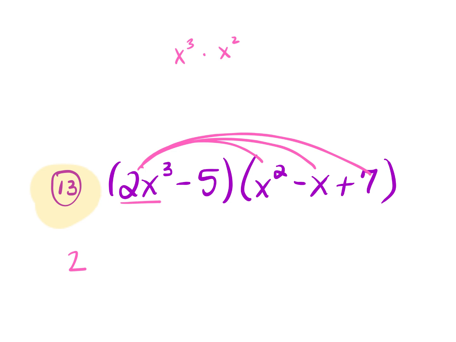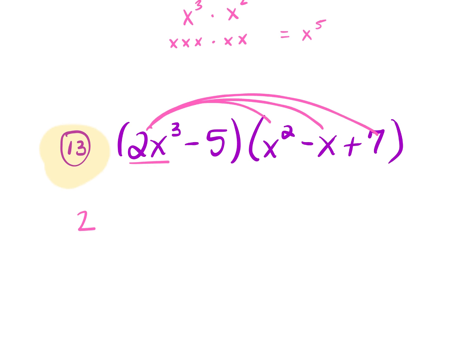But wouldn't the exponent combine to make another one? No. Because this is like saying we have 3 x's, x times x times x, times 2 x's. So how many x's do I have now? 5. So this would be x to the 5th power. So the x's don't combine when you're multiplying. You just add the exponents. So we have 2x to the 5th power. What is 2x to the 3rd power times negative x? Negative 2x to the 4th power. Perfect. And then 2x to the 3rd power times 7. 14x to the 3rd. Awesome.